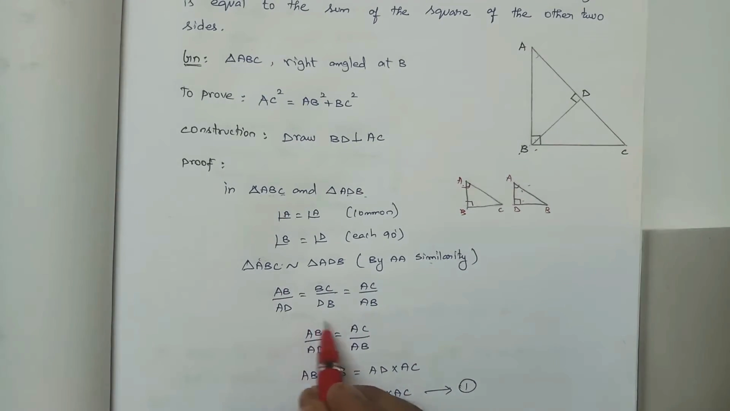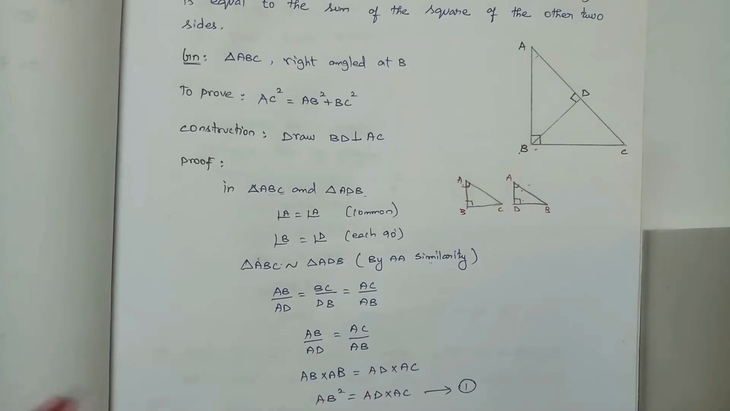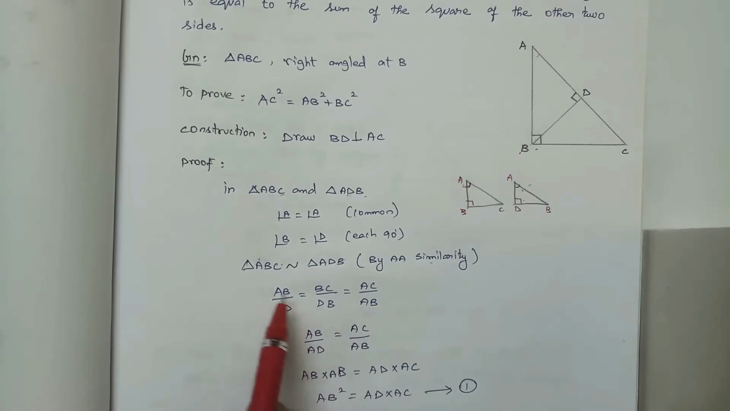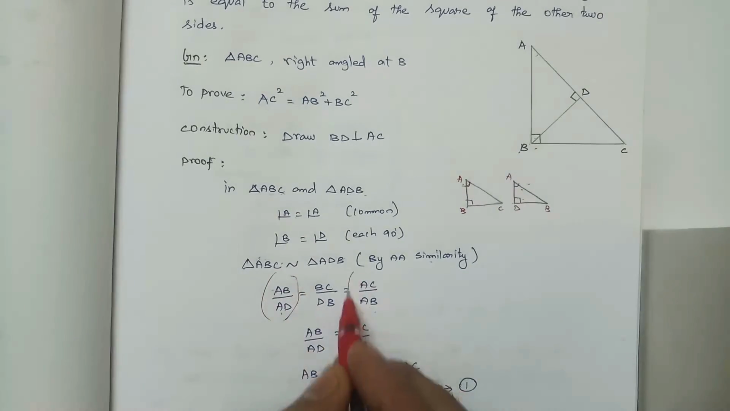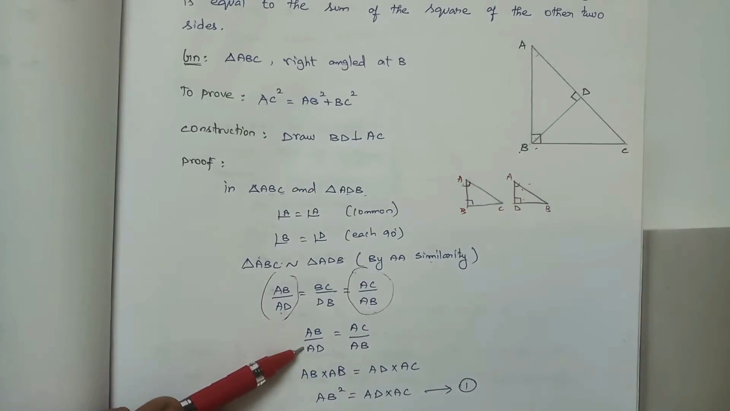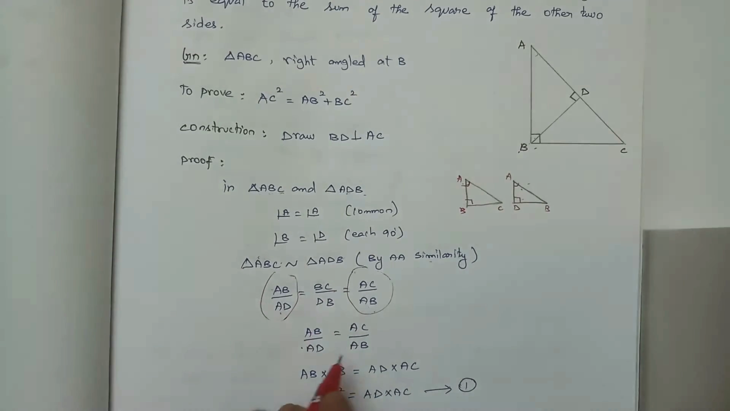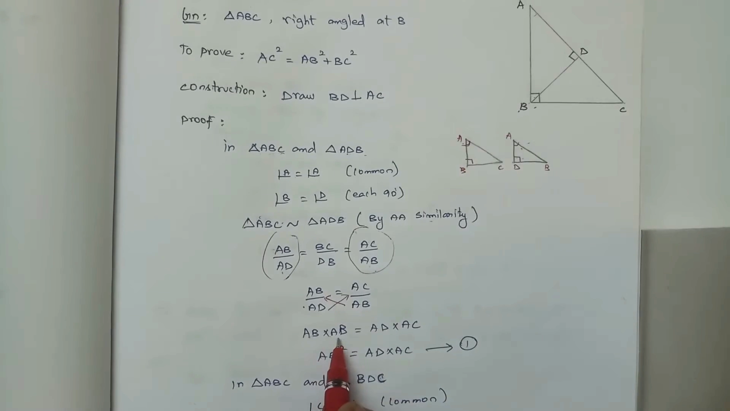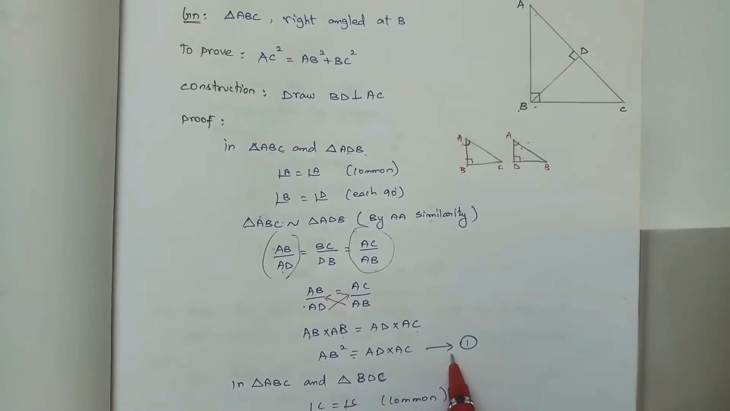Among the three proportional ratios, you see that one variable alone will be repeated twice. You have to choose those two ratios alone. See AB by AD and AC by AB: AB is repeated. You just choose these two. So AB by AD is equal to AC by AB. Just cross multiply: AB into AB, and taking this AD to the RHS, AB into AB is equal to AD into AC. AB into AB is AB square, so AB square is equal to AD into AC. Take it as equation number 1.